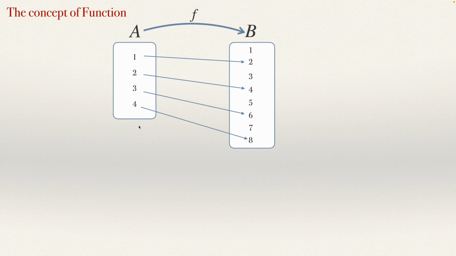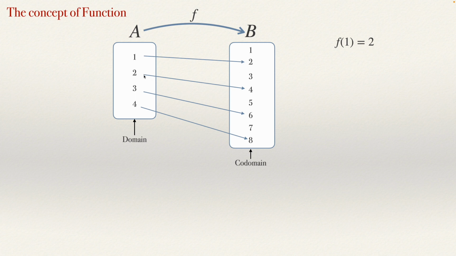This first set is called the domain of a function, and the second set, the set that has the elements that have been assigned to the first set, is called the codomain. The element that is assigned to the element of A is called the image of that element. For example, in this case, we say that the image of 1 is 2, that the image of 2 is 4. And to symbolize that the function assigns number 2 to this number 1, we write f of 1 equal 2. And we understand that the image of number 1 under the function f is equal to 2.